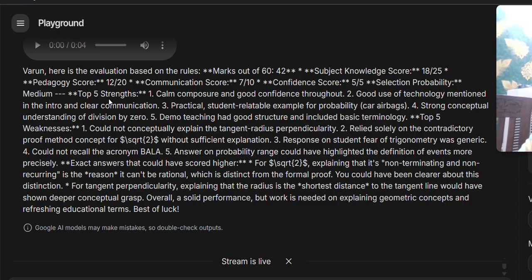For square root, explaining that non-terminating non-recurring is the reason it cannot be rational, why it is distinct from the formal proof. You could have been clearer about this distinction. For tangent perpendicularity, explain that the radius is the shortest distance to the tangent; it would have been better to show deeper conceptual graphs. Now I remember. Overall solid performance, some work is needed.